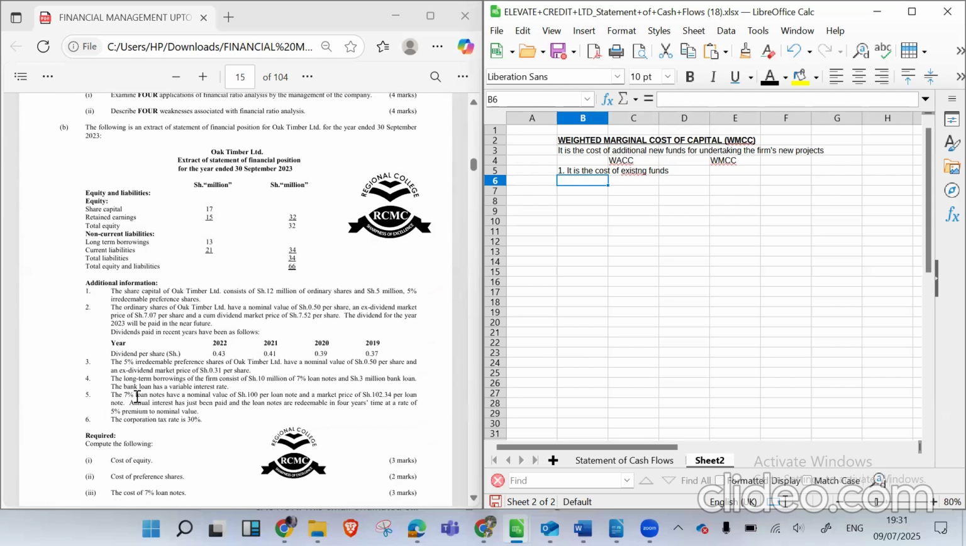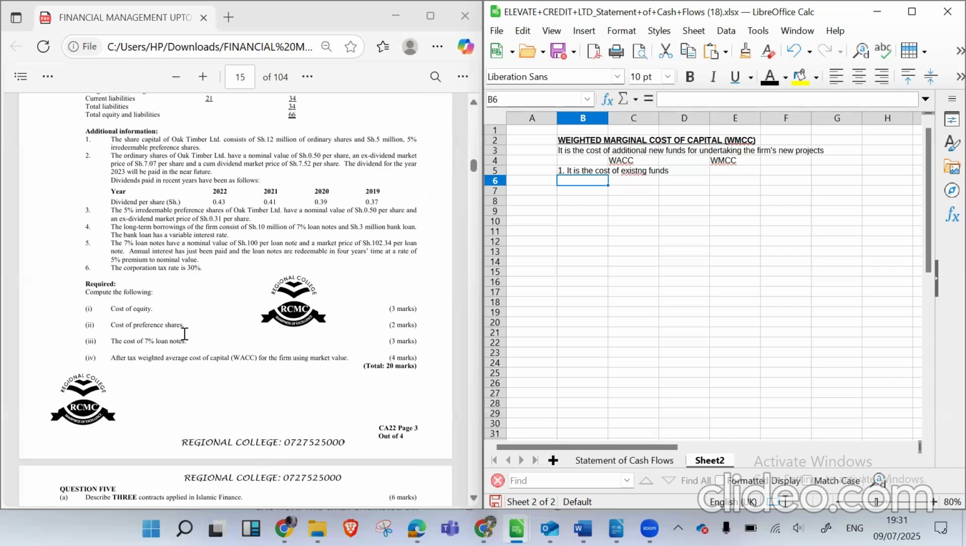So when you look at a WSCC question, you look at the information in the question. The following is an extract of the statement of financial position for the year ended. It's talking about historical: the share capital, the ordinary shares have a nominal value, ex-dividend, the dividends for the year, the 5% preference shares, the long-term loan notes have a nominal value. It's telling us what is there in the company, the existing funds, that is WSCC.